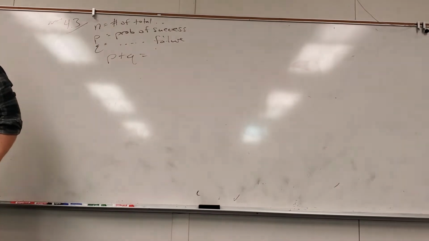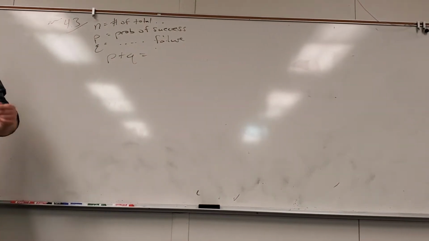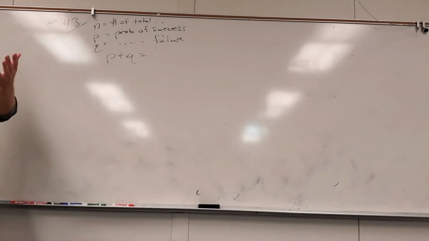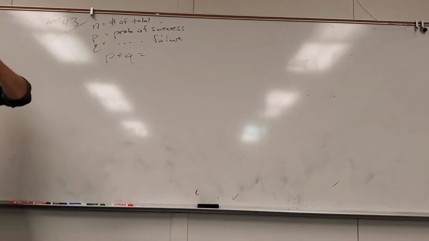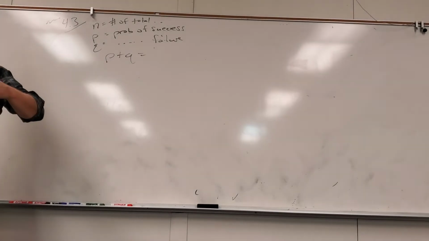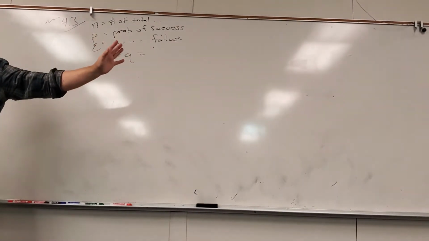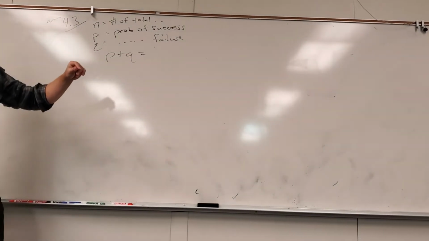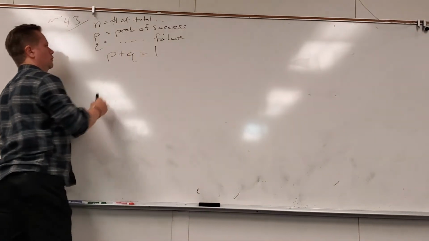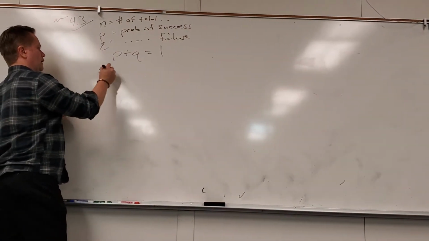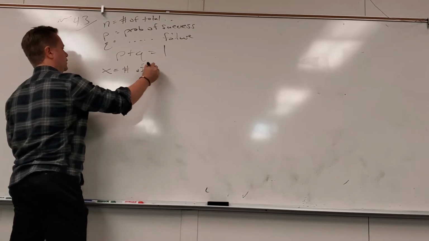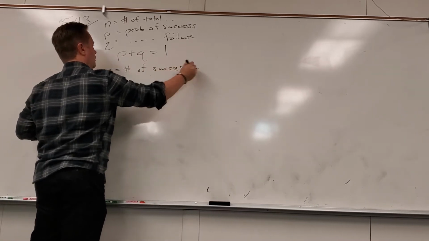Everybody with me? P and Q, are they opposites of each other? Yes, they are opposites of each other. Therefore, they have to add up to be 1 because they capture every possibility, right? And then you've got X, which is the number of successes.